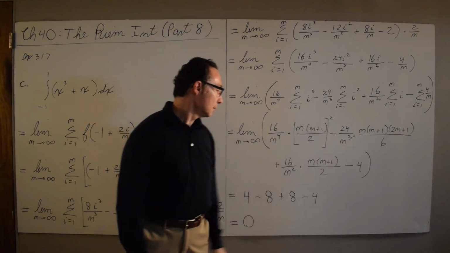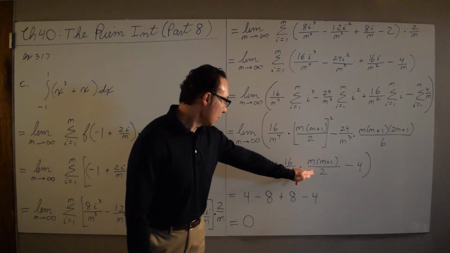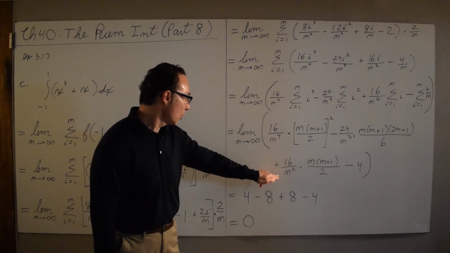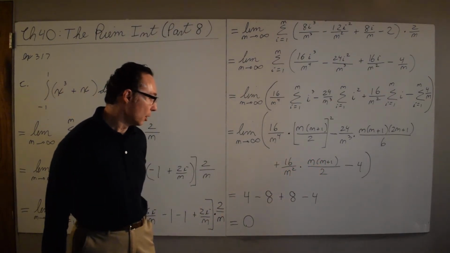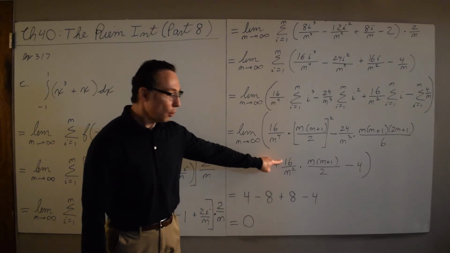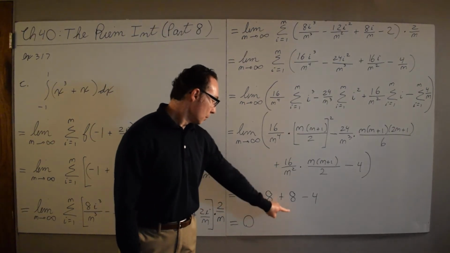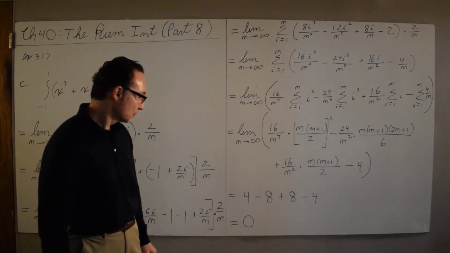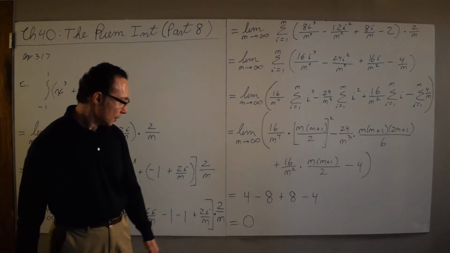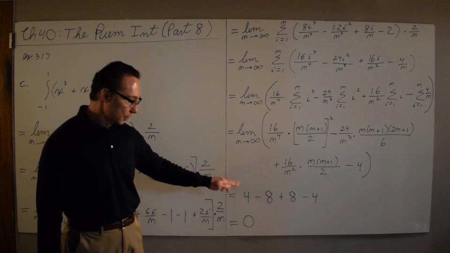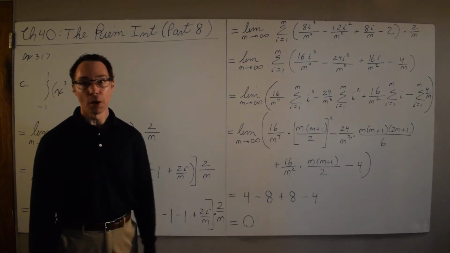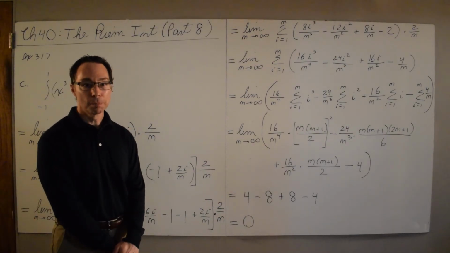And we're subtracting. Same thing here. We have a second degree polynomial divided by a second degree polynomial. Divide the lead coefficients. We have 16 divided by 2, which gives us 8. So we add these four terms, and we have 0. So the integral is 0.